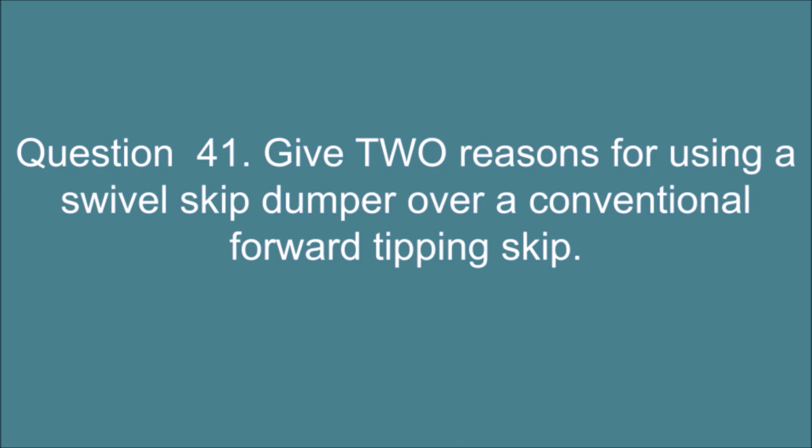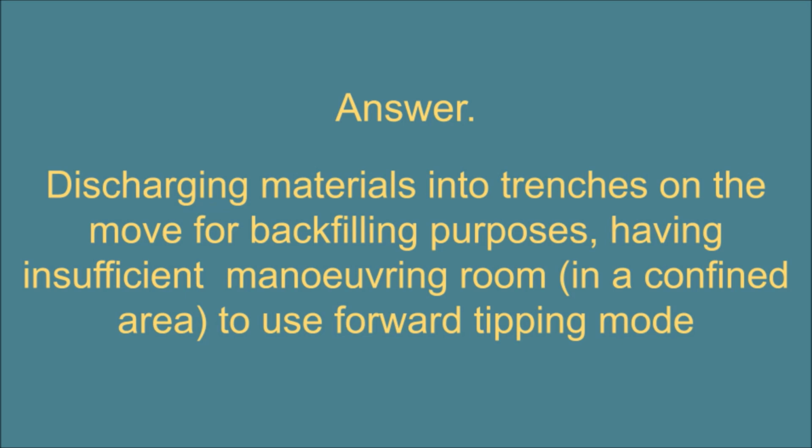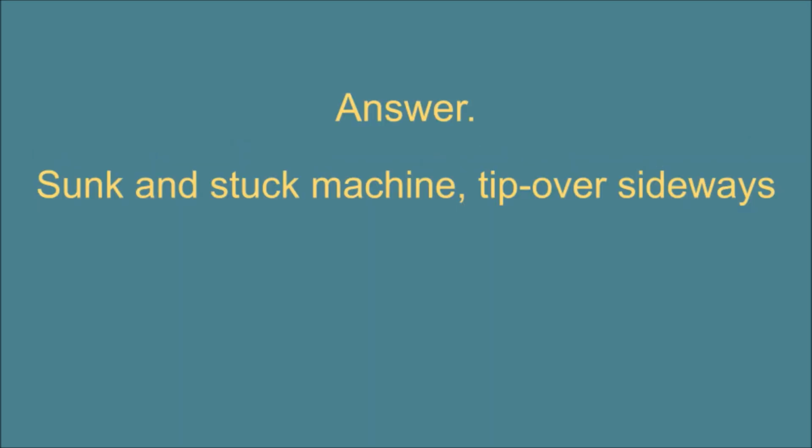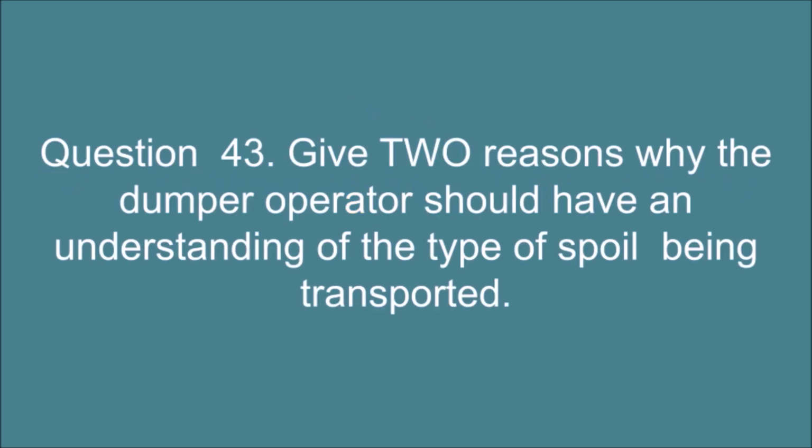Give 2 reasons for using a swivel skip dumper over a conventional forward tipping skip. Answer: discharging materials into trenches on the move for backfilling purposes, having insufficient maneuvering room, in a confined area, to use forward tipping mode. Question 42. What problems and hazards can soft ground cause to a loaded dumper? Answer: sunk and stuck machine, tip over sideways.